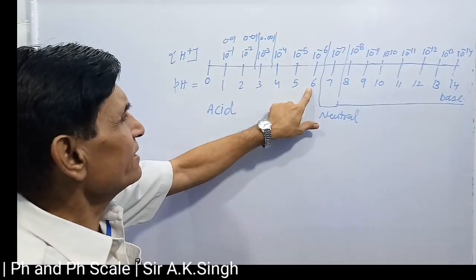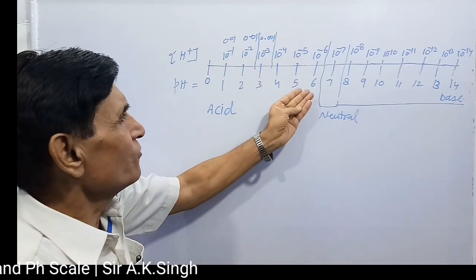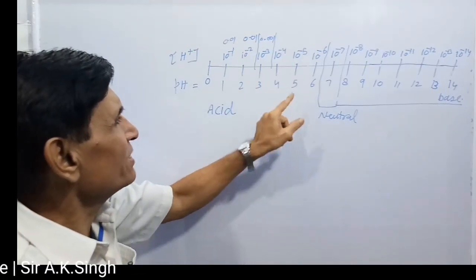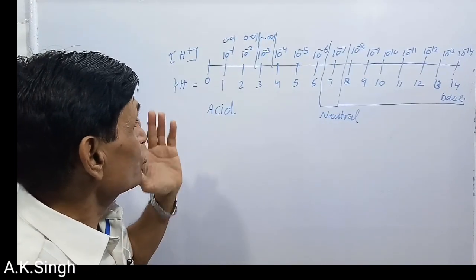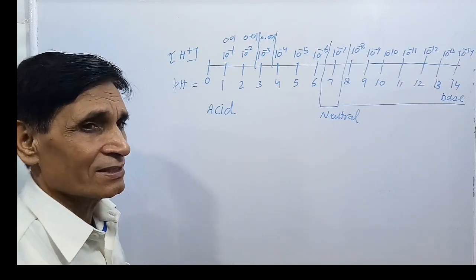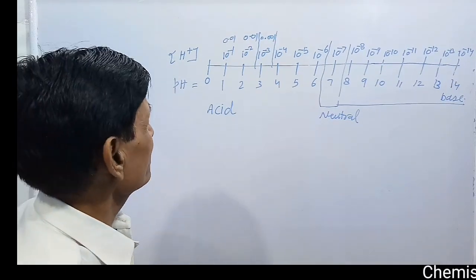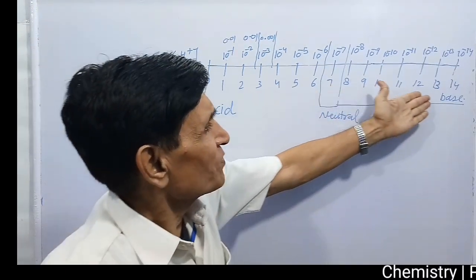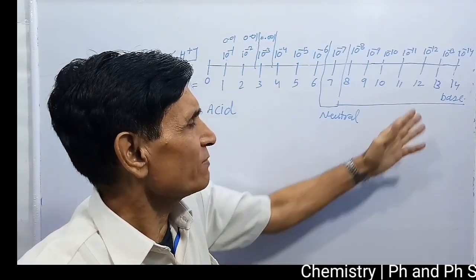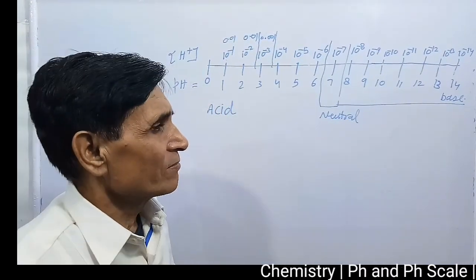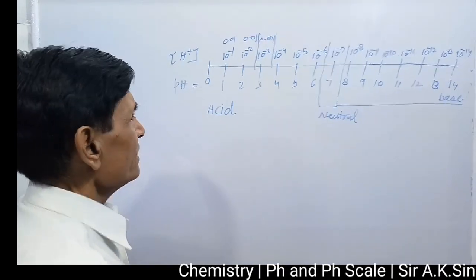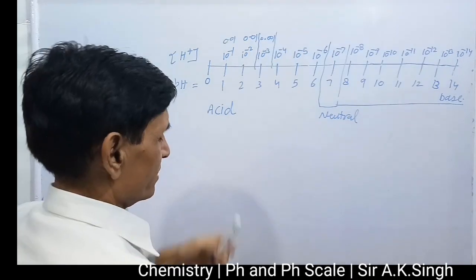A solution containing pH equal to 6 is a weak acid. A solution containing pH equal to 5 is stronger than this. A solution with pH equal to 0 is HCl, hydrochloric acid, a very strong acid. pH equal to 14 is a 1 M NaOH solution, sodium hydroxide, molarity 1, a strong base. Now let us see about this pH.